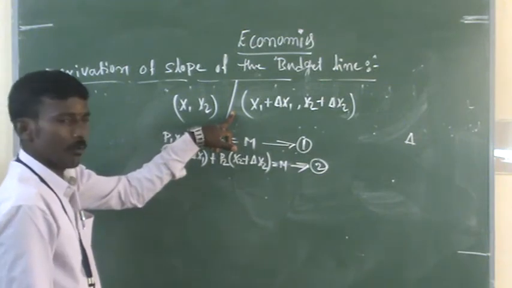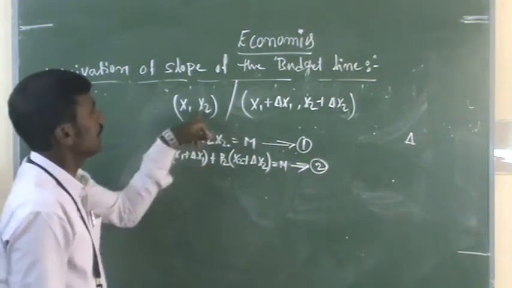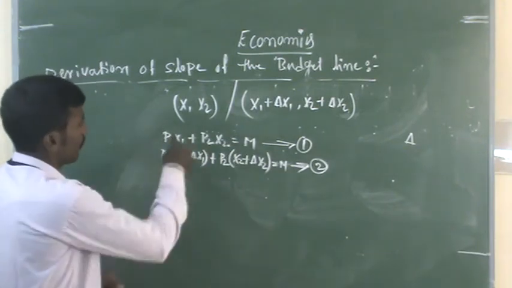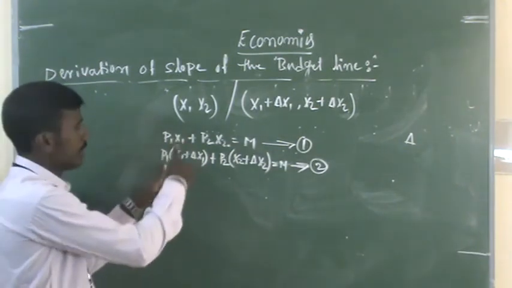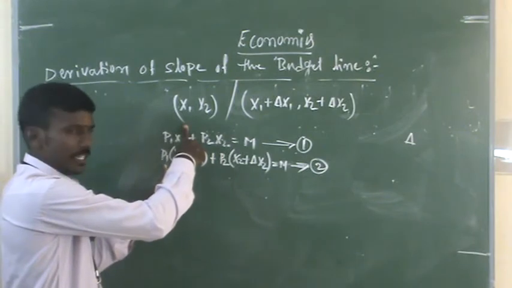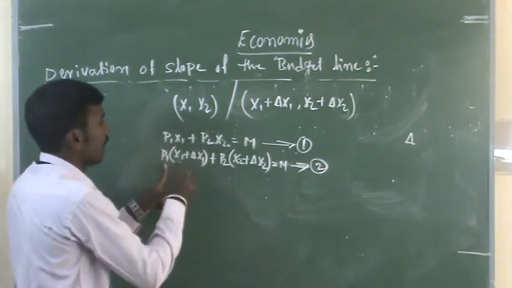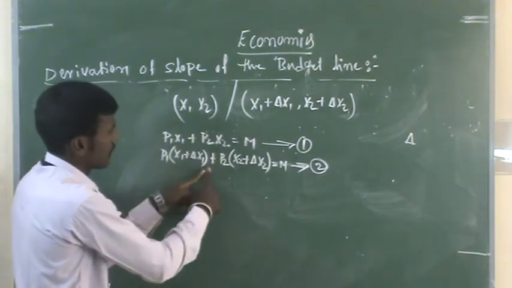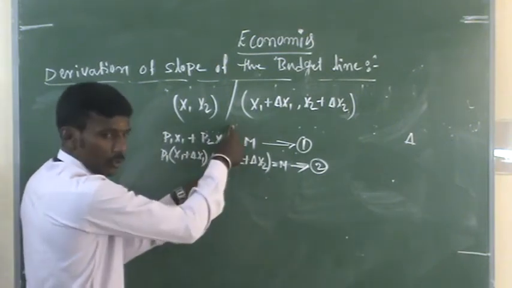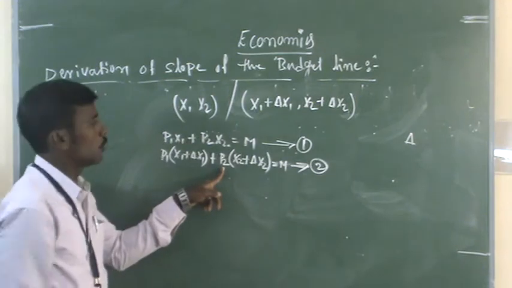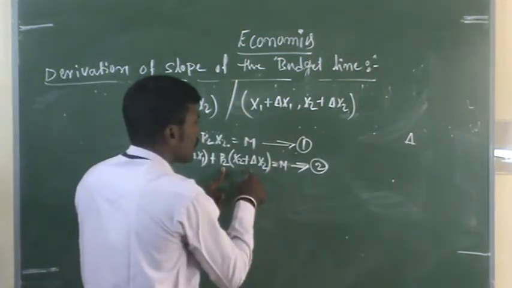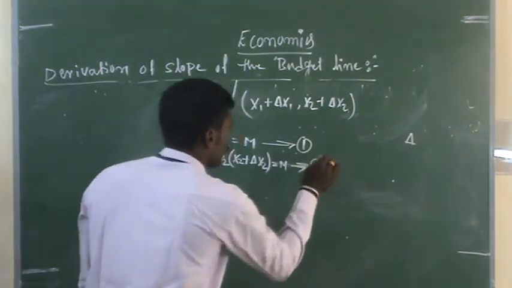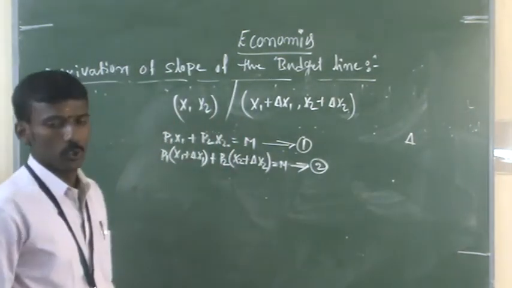In place of the goods we have to consider these two points. See, for example, P1 as written. X1 is nothing but good 1, so we write x1 plus delta x1, close the bracket, plus P2, then x2, which is nothing but good 2, x2 plus delta x2 equals m. Okay, so this is now equation number 2.